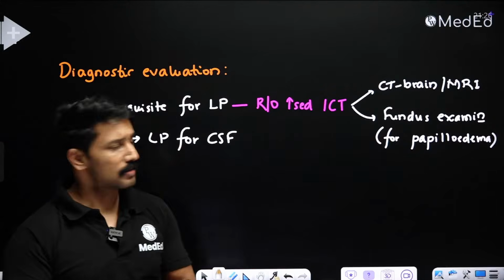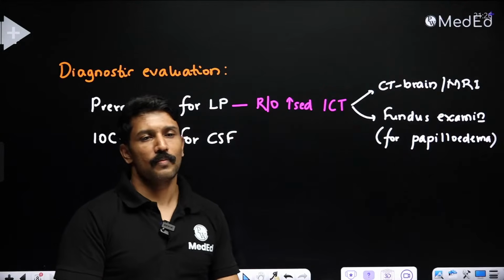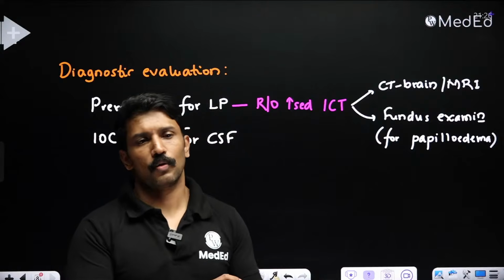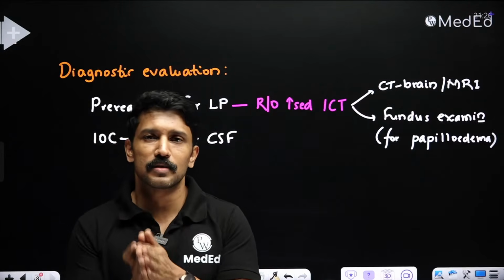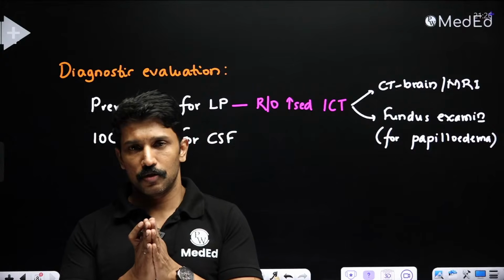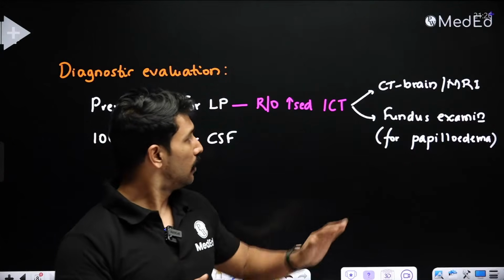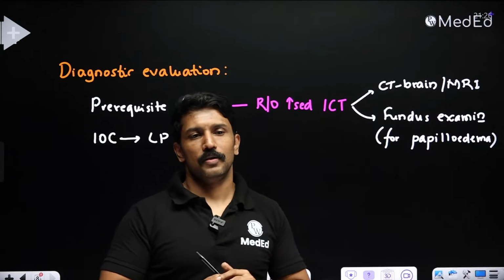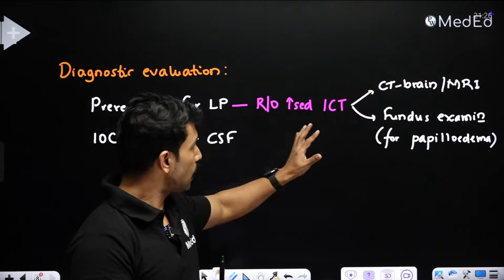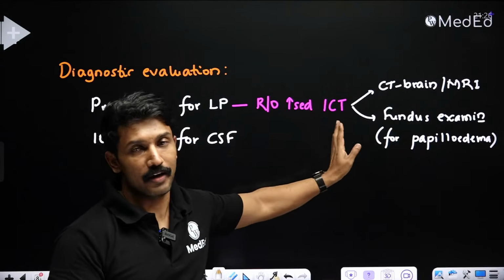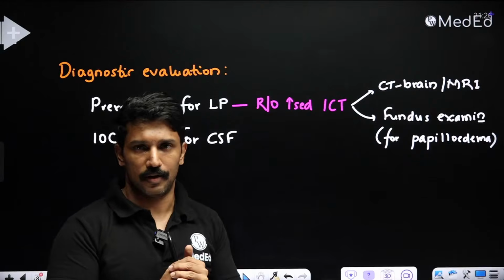One of you may ask, sir, what if there is raised ICT? Should I not do lumbar puncture at all? No, it's not an absolute contraindication. You can do that, but first start the anti-edema measures, reduce the cerebral edema, bring down the intracranial tension, and then go ahead with the lumbar puncture for CSF analysis. Not when the intracranial tension is high, because of the risk of brainstem herniation.